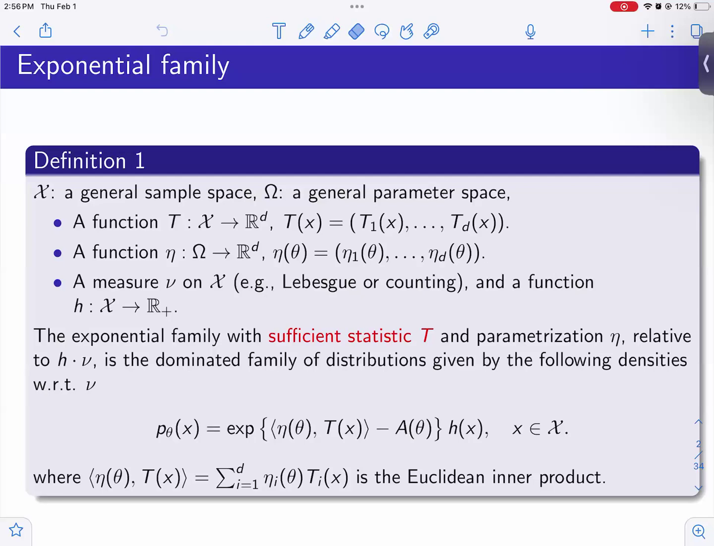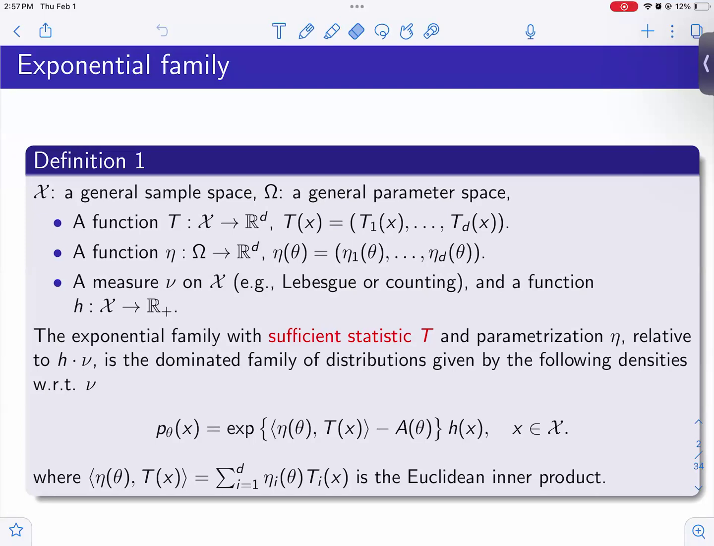The idea is that I have a general sample space and a general parameter space. I want to build a parametric family on this space that allows me to model some probability distributions with a particular parameter and take the data. So this gives you a general recipe. I'm going to map this general sample space to R^d by some function T. It takes the abstract X to a vector. Similarly, my parameter space can be abstract. I'm going to map it to R^d by some other function theta, the parameterization of the model.